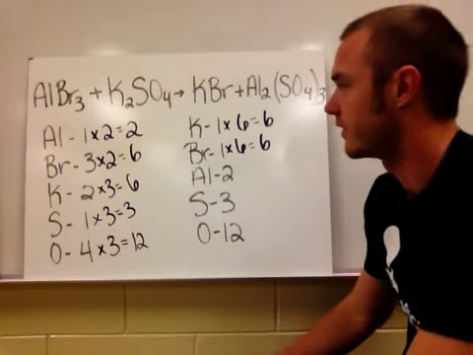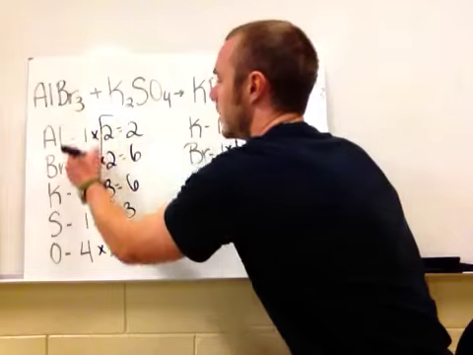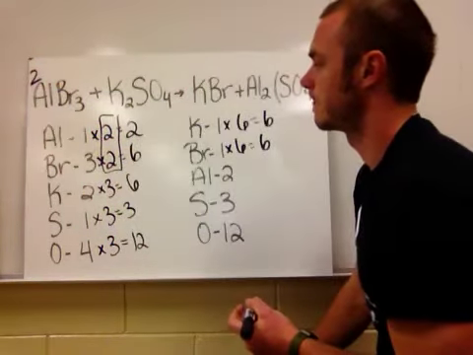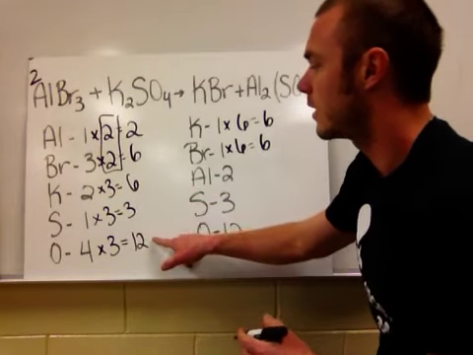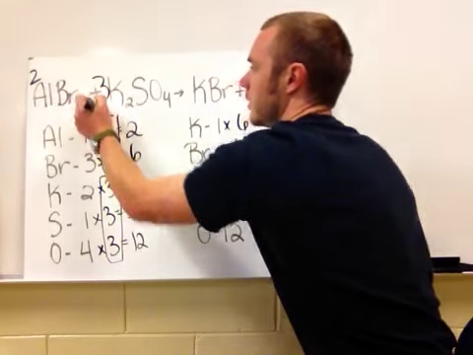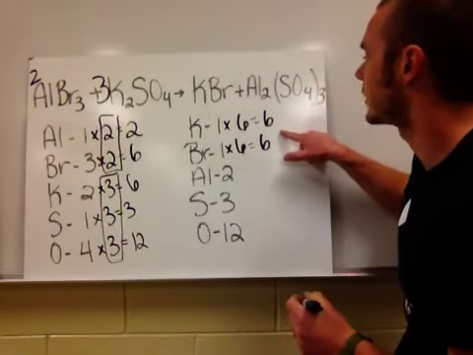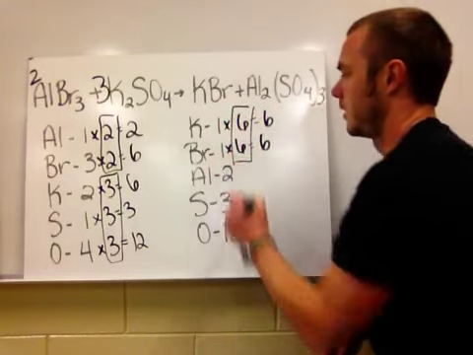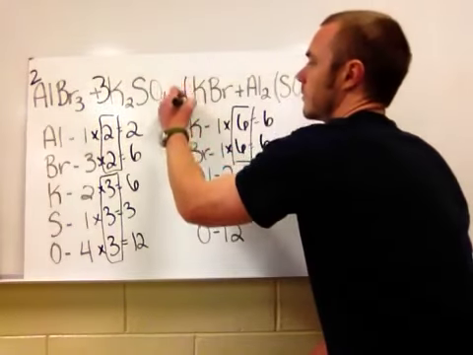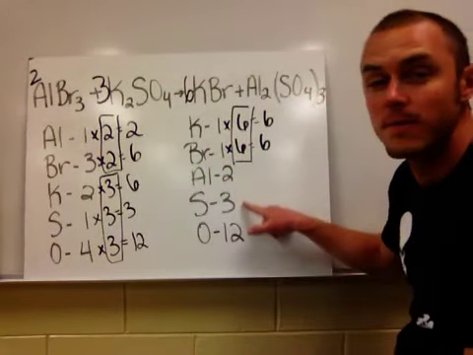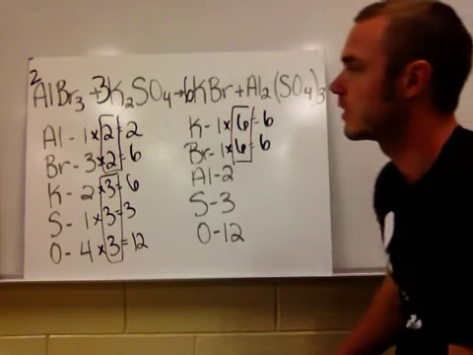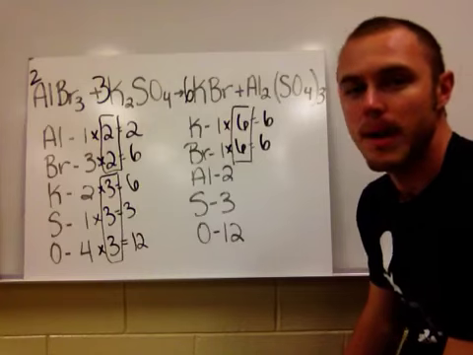I just need to add my coefficients. So for aluminum and bromine, there's my coefficient, so I'm going to add a 2 onto that. For K2SO4, my coefficient is 3, so I put a 3. On this side, for the potassium and bromine, the coefficient is 6, so I put my 6 there. This molecule here doesn't have any coefficients to add, so we just leave it alone. And this is your balanced equation.